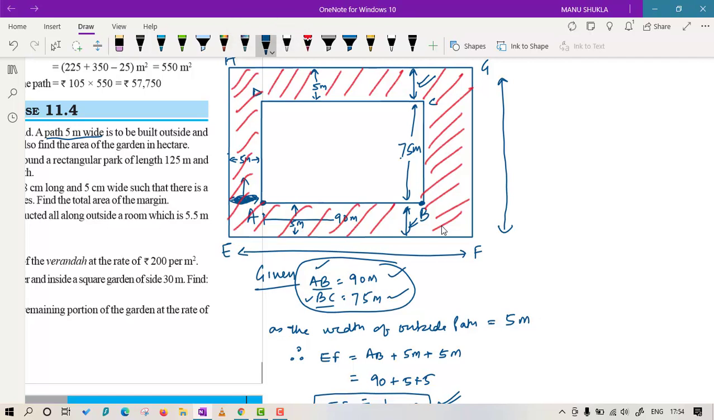But before writing anything, we should give a statement of what we are going to do. So the statement will come like this: area of path is equal to area, and for area I can use AR as a short form, AR EFGH minus AR ABCD. So you can understand why these alphabets were required for us, because now you can easily understand what I am trying to say.